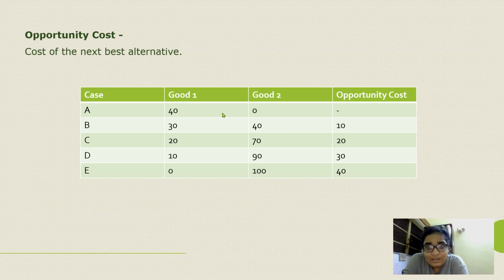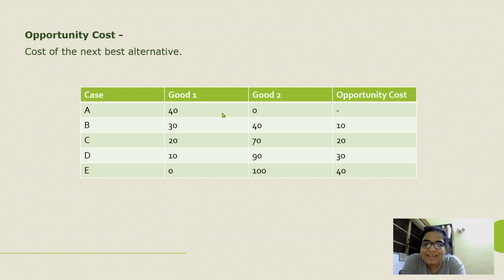In case C, let's see this. Good 2, I produced 70. Good 1, I produced 20. First, if I used all my money for good 1, I could have produced 40 of good 1. Here I'm producing only 20. So to produce 70 of good 2, how much of good 1 am I sacrificing? How much am I foregoing? 20. 40 minus 20. 20 opportunity cost.